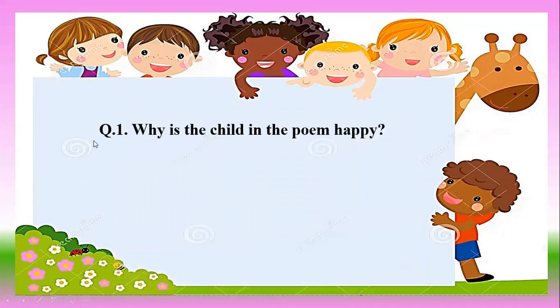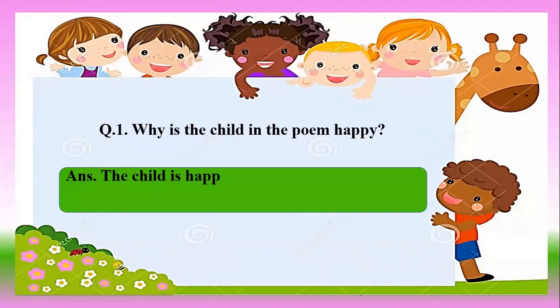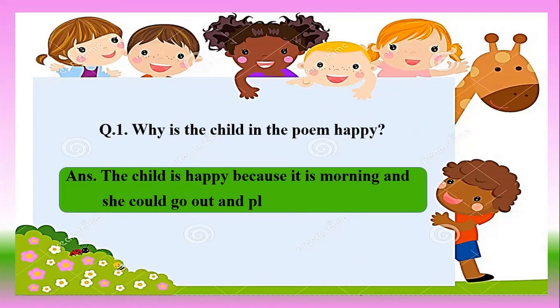The first question included here is, why is the child in the poem happy? Children, we learned that the child in the poem is happy because she has woken up early in the morning and now she could go out and play. So we can write the answer: The child is happy because it is morning and she could go out and play.